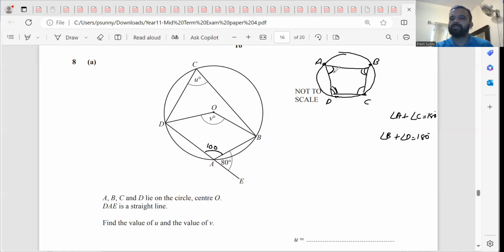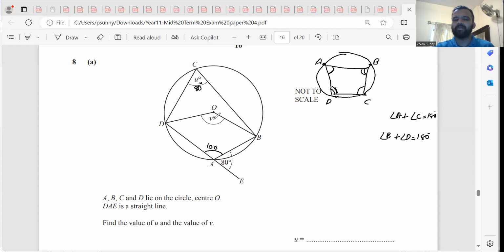And we know that opposite angles on a cyclic quadrilateral also add up to give you 180. So I can see that A and C are both parts of a cyclic quadrilateral. So if the angle A is 100 degrees, then angle U will automatically be 80 degrees, because the opposite angles on a cyclic quadrilateral add up to give you 180.